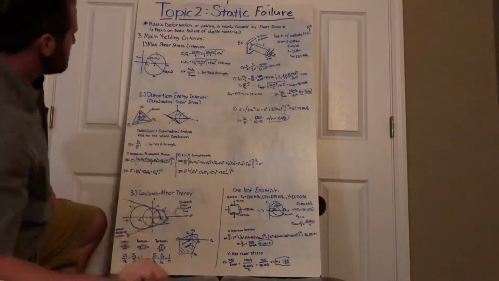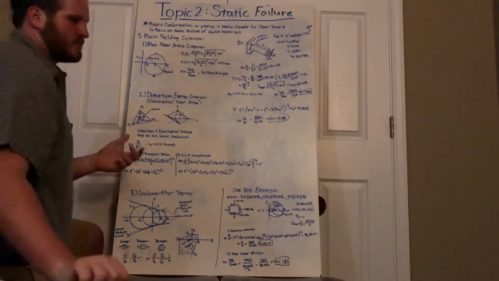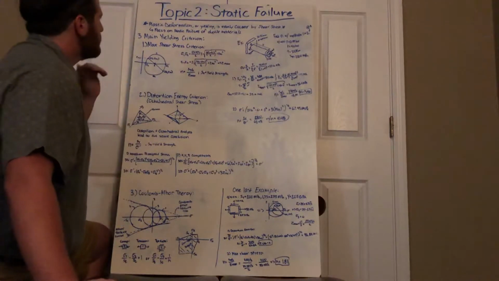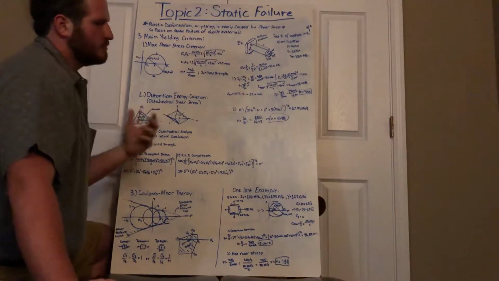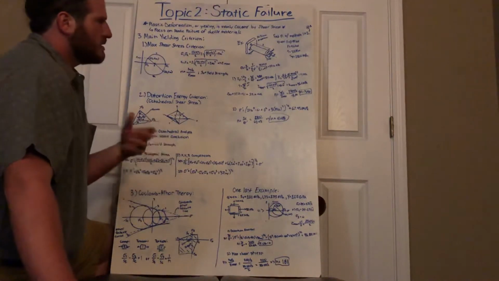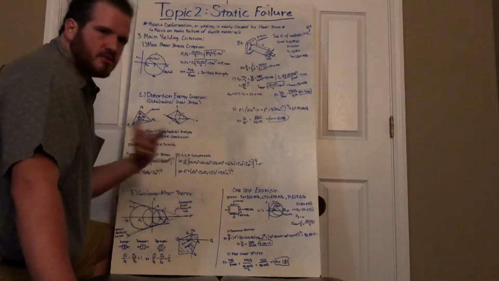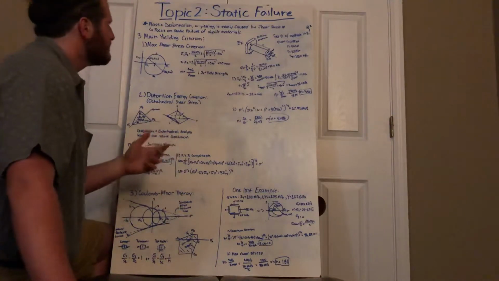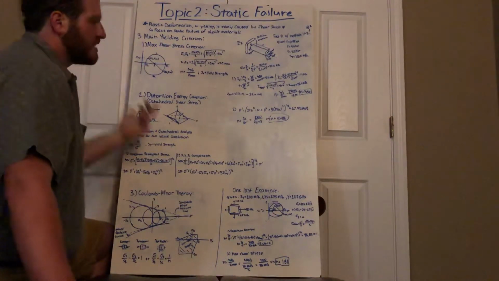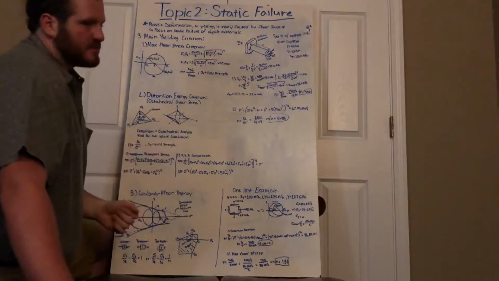Alright, let's start this off with this idea. Or it's not really an idea, it's more of a proven fact: plastic deformation or yielding is mainly caused by shear stress. So in this unit, we're going to analyze stresses, mainly shear stress. And this statement leads to a focus of static failure on ductile materials.